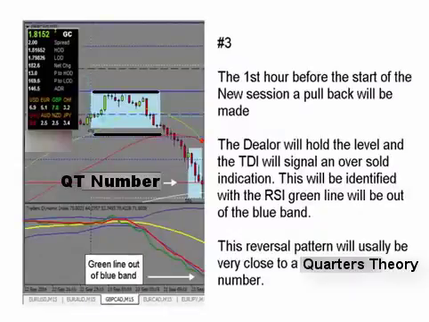The first hour before the start of the new session, a pullback will be made. The dealer will hold the level, and the TDI will signal an oversold indication. This will be identified with the RSI green line. It will be outside of the blue band. This reversal pattern will usually be very close to a quarters theory number.